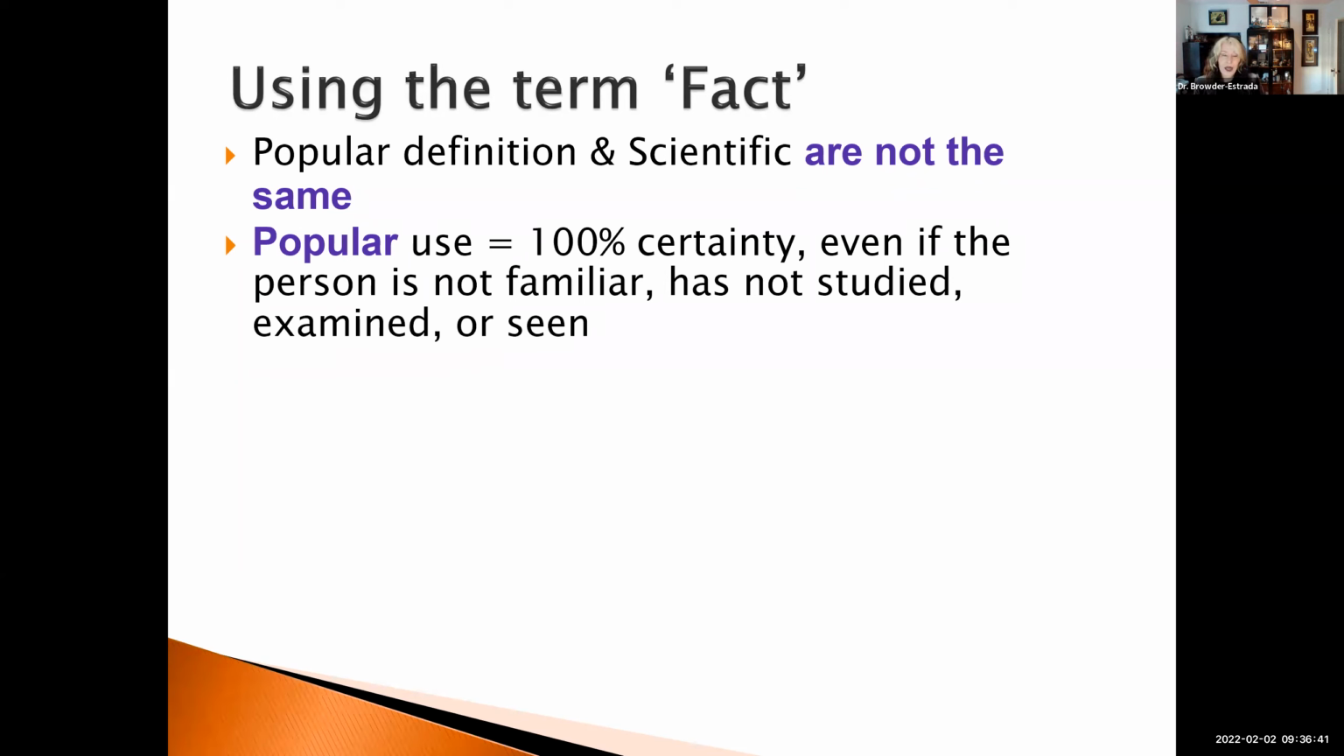Even if the person who's using that term isn't really familiar with what it is they're talking about, hasn't studied it, hasn't examined it, hasn't seen it happening. In science, it's different. This term, corroborated. Corroborated is a college word that'll mean highly supported, analyzed, those sorts of things.